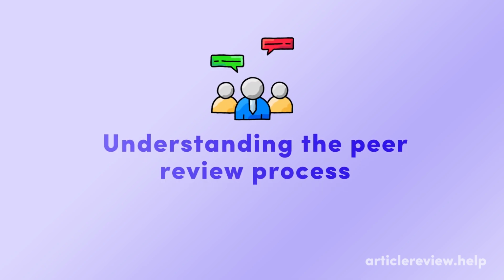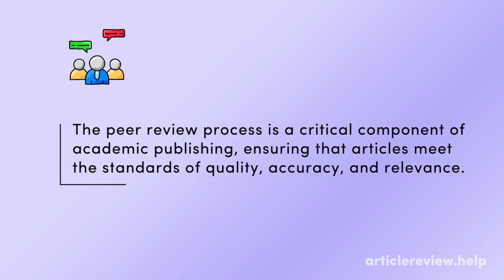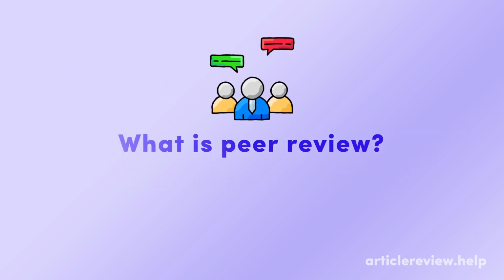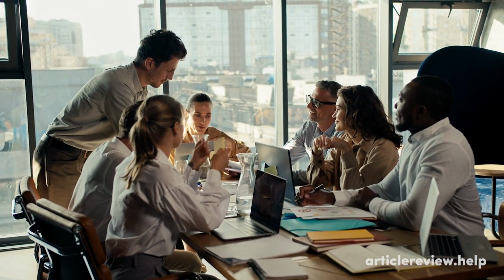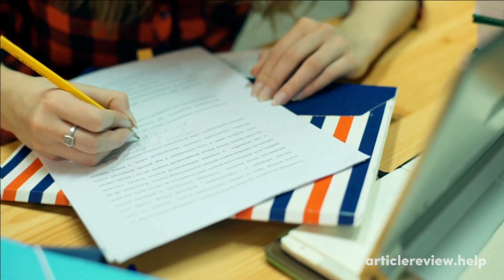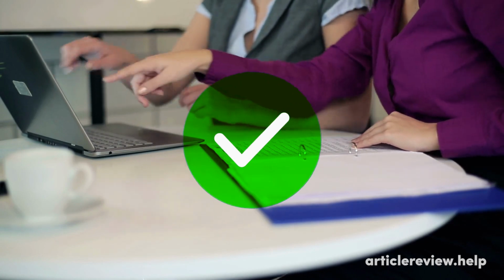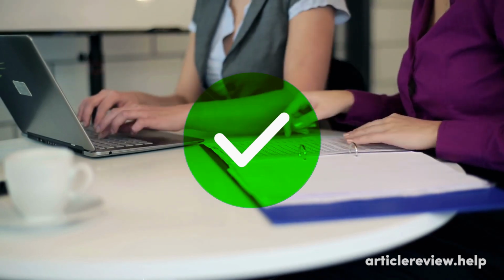Understanding the peer review process, a step-by-step approach. The peer review process is a critical component of academic publishing, ensuring that articles meet the standards of quality, accuracy, and relevance. What is peer review? Peer review is an evaluation process where experts in a specific field review a scholarly article before it is published. The goal is to ensure the work's validity, significance, and originality.